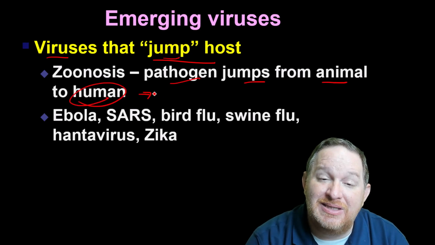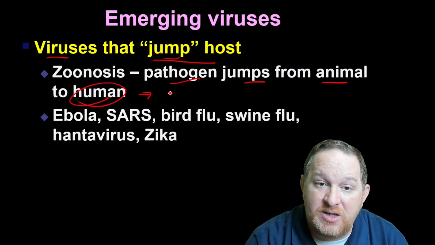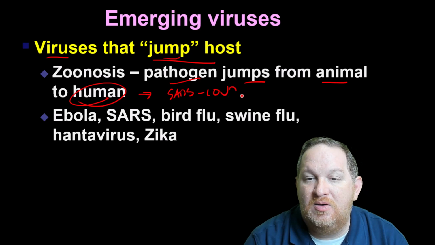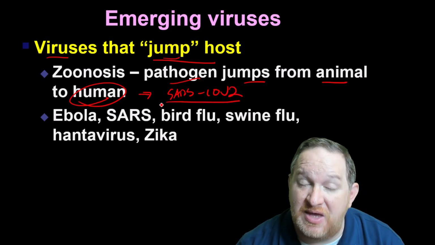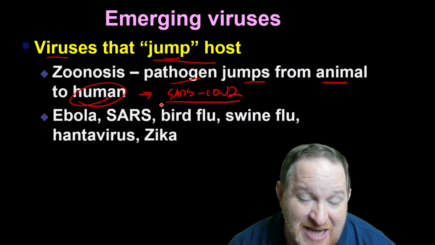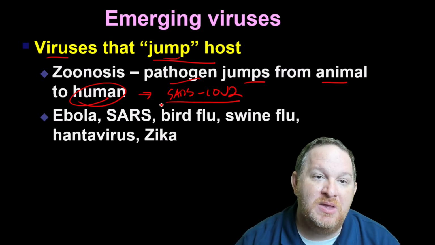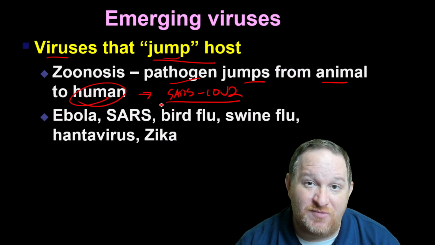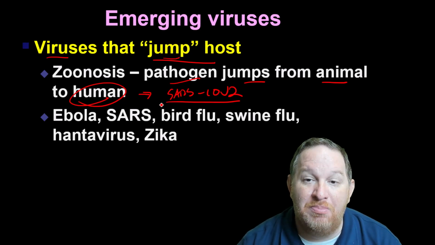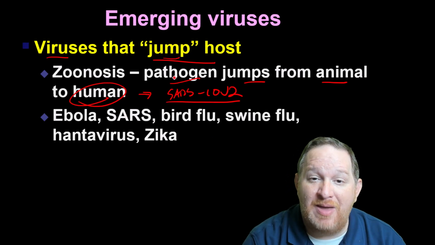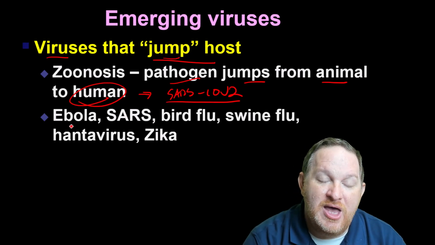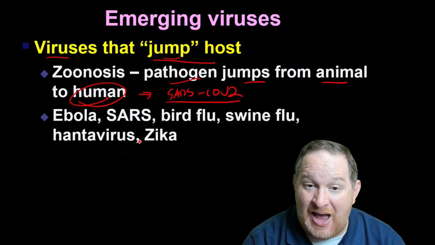This is most likely, we think, what caused the SARS-CoV-2 shift. We think probably from a bat, although there's some evidence to say it possibly could have been a leak or escaped from a lab. I don't know that we'll ever know the answer to that, but we do know that pathogens can jump from animal to human.